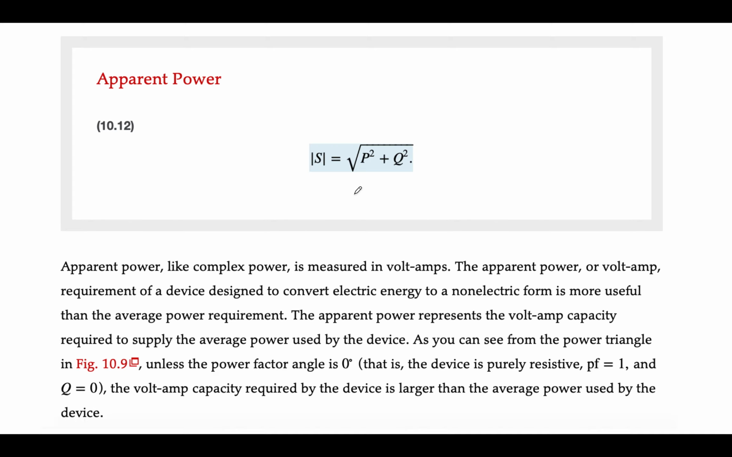So apparent power in the previous diagram, from the Pythagorean theorem, can be calculated by the square root of P squared plus Q squared. Like complex power, it's measured in volt-amps. It tends to be a pretty useful concept. Apparent power represents the volt-amp capacity required to supply the average power used by the device. So unless the power factor is 0, you have to have a higher volt-amp capacity than average power so that the device produces the average power you want.